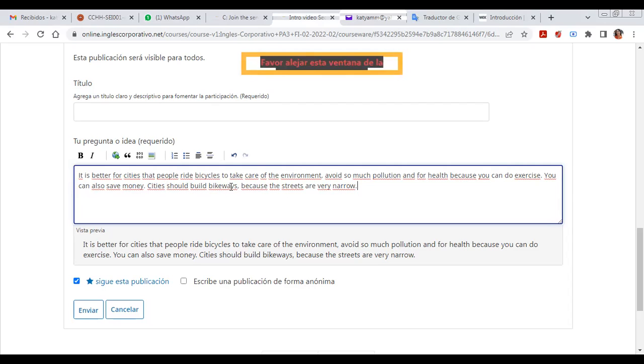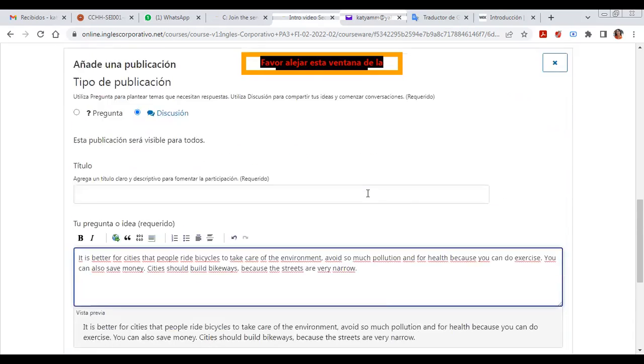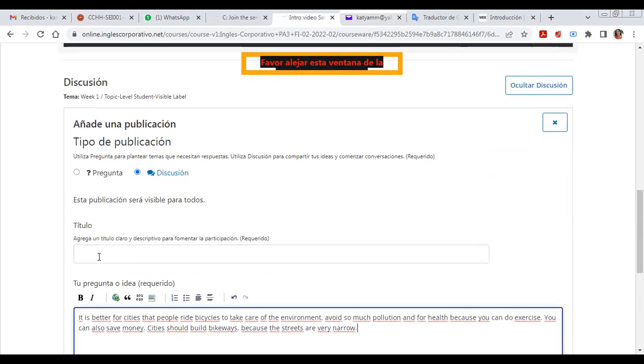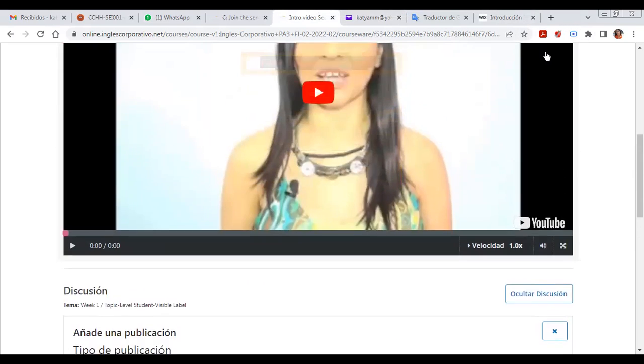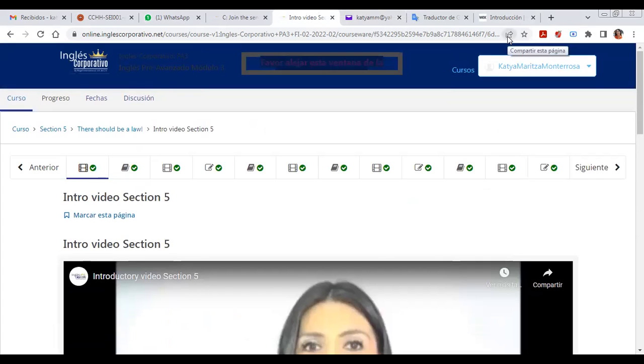But here, cities should build bikeways, or the authorities. Our cities, right? Santa Ana and Chachuapa, there aren't bikeways, and they should build some of them, right? I think that paragraph is good, all the ideas in a paragraph. If you want to write another idea, I don't know. We have a lot of time, I think.